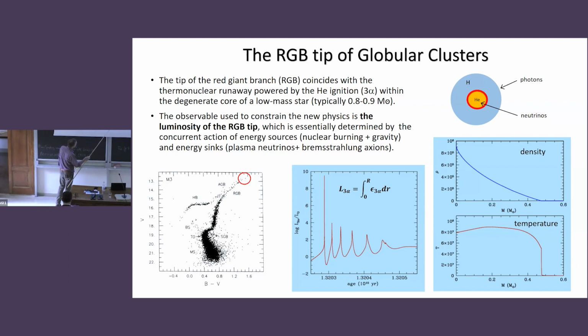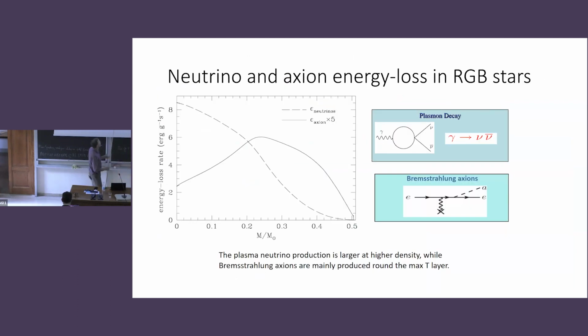But when finally the burning reaches the center, the star settles in the horizontal branch, and these are core helium burning stars. So we have neutrinos produced by plasmon decay, and eventually axions from Bremsstrahlung. While neutrinos are mostly produced near the center, as you see in the energy production rate by plasmon decay, axion Bremsstrahlung essentially depends on a power of the temperature. So the maximum production of axions is where the temperature is maximum, outside 0.2 solar masses. In this sense, neutrinos are more representative of what happens in the center, while axions are more representative of the layer where the temperature is maximum.